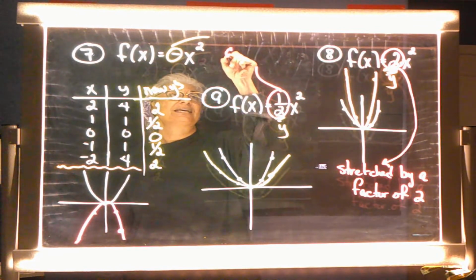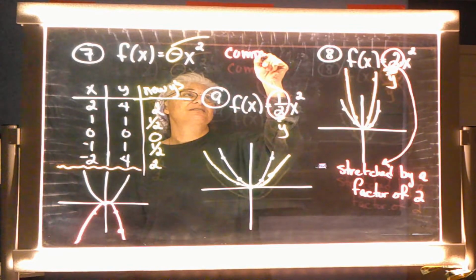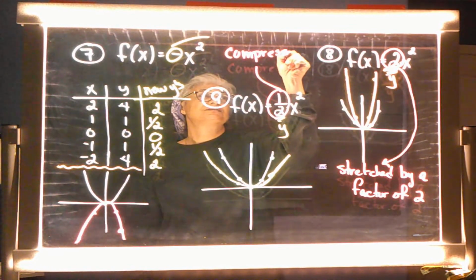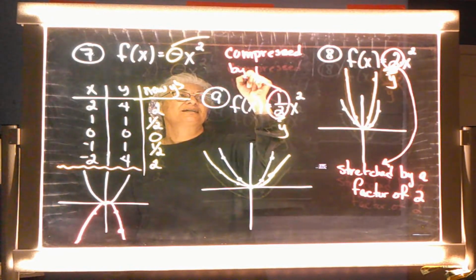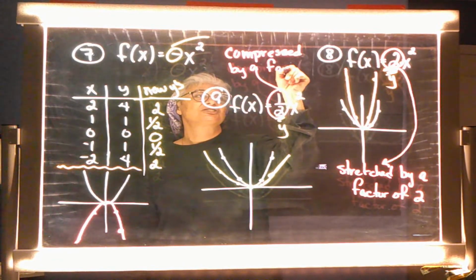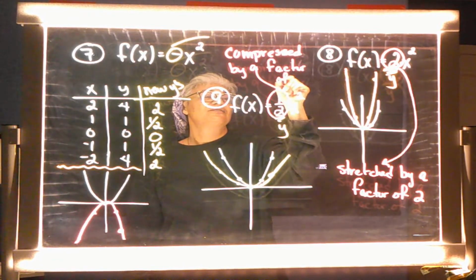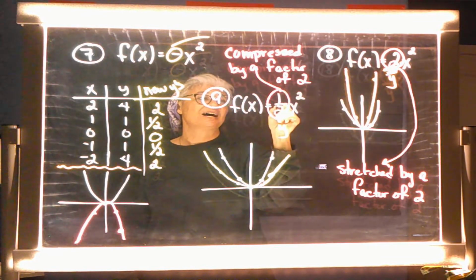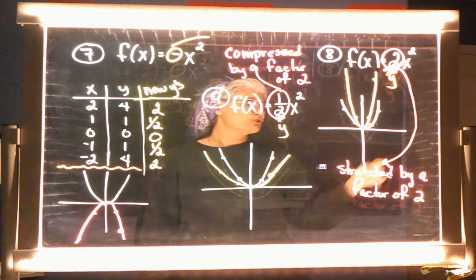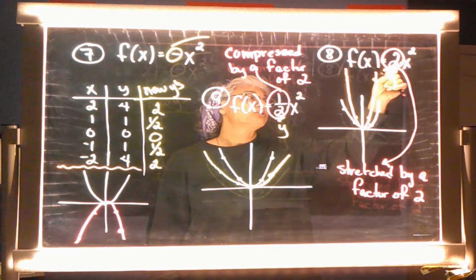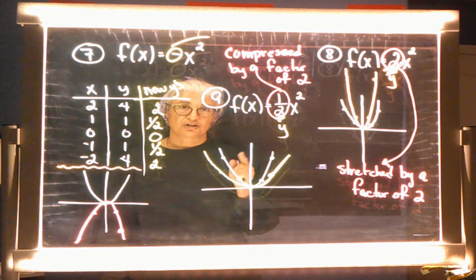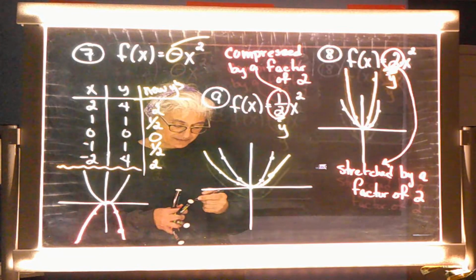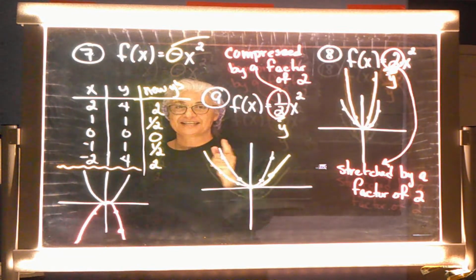Which means it compressed the graph by a factor of 2. Compressing it means you divided by 2. Stretching it means you multiplied by 2. Are you with me? Cool. Loving it. Okay, hang in there.